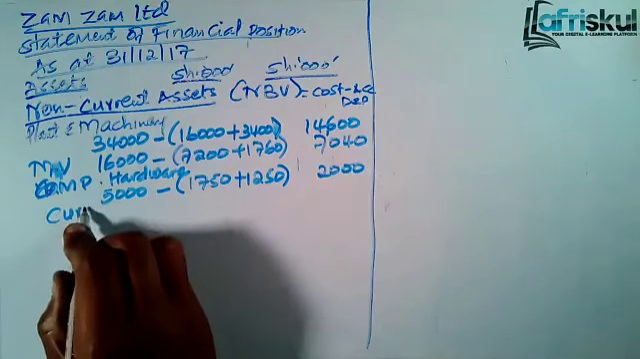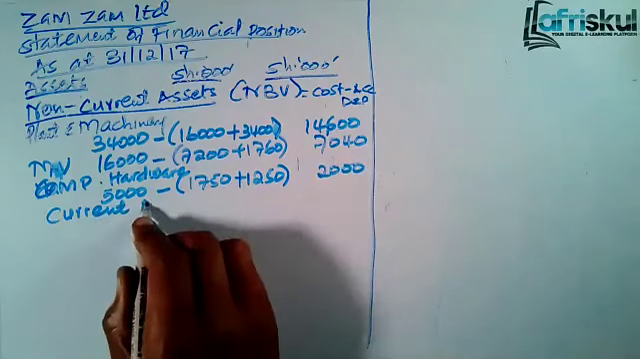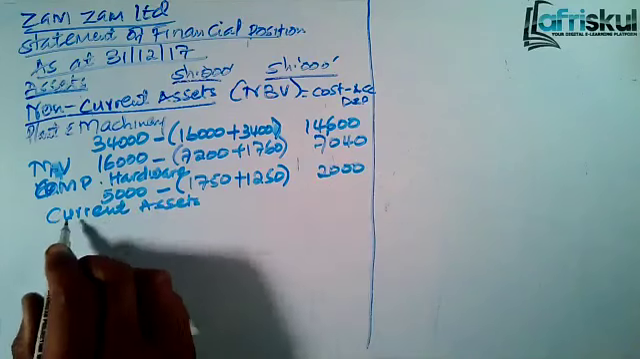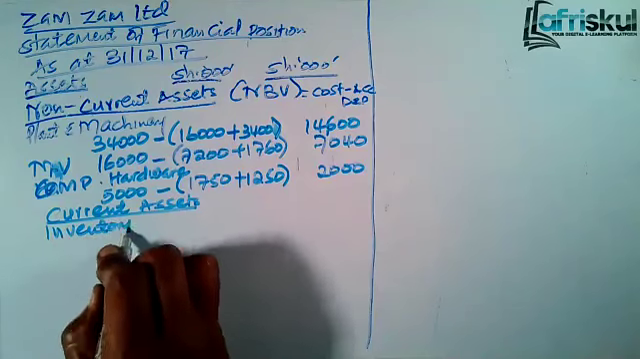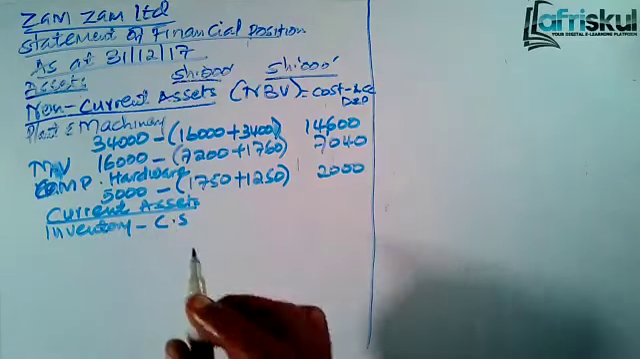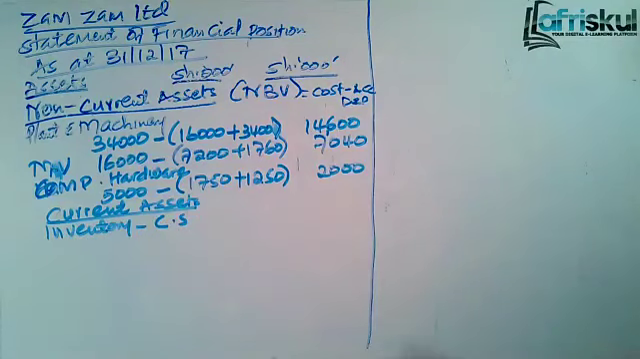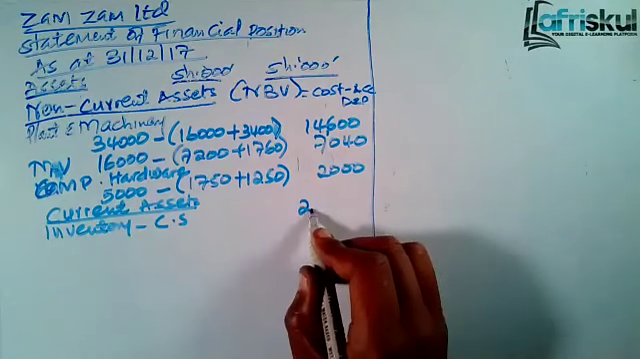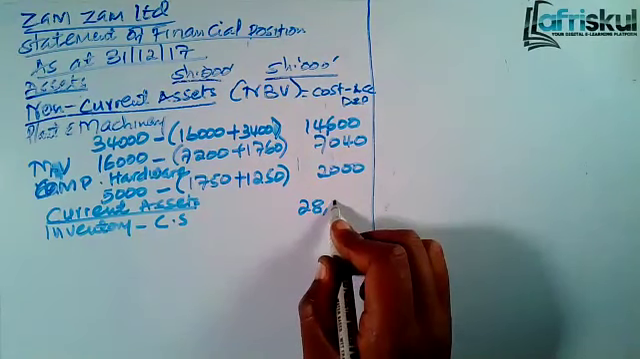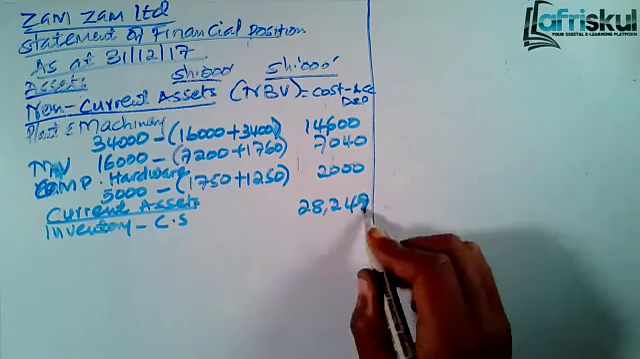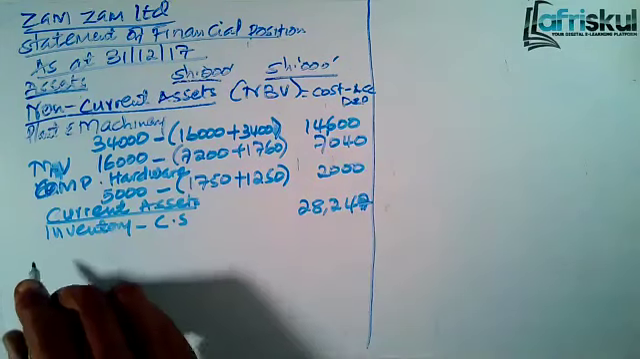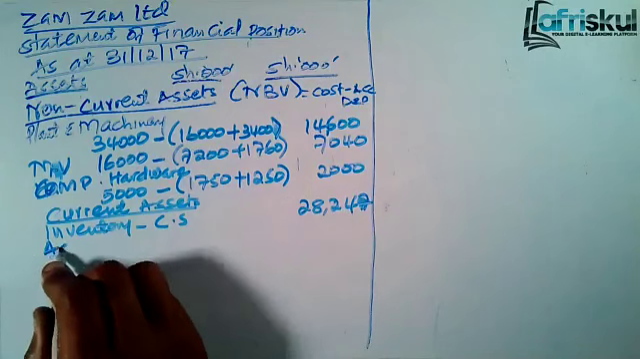So I will also add the current assets. Now, current assets, we have the inventory. In this case, now you will talk of the closing stock. And our closing stock was a value of 28,247.